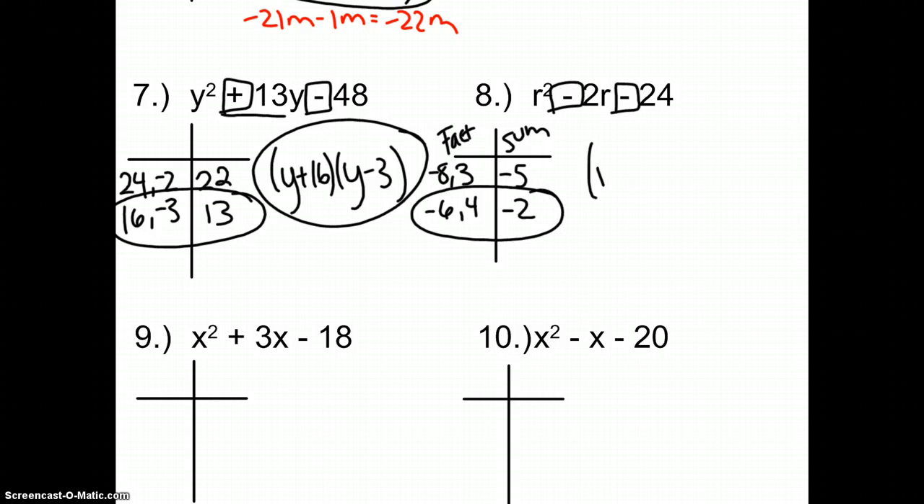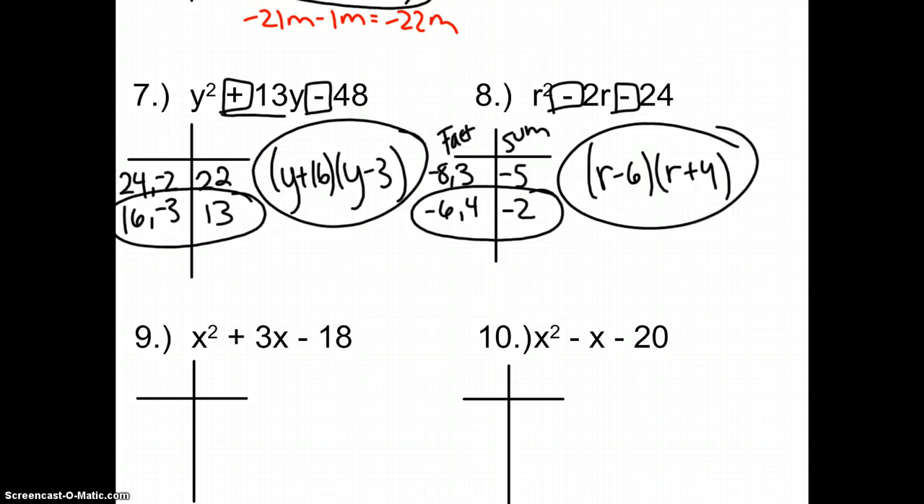And we plug it in: r minus 6, r plus 4, and we can check this using the outer and the inner. So we have 4r minus 6r is negative 2r. And that's what we're looking for in our middle term, so we know our factoring is right.